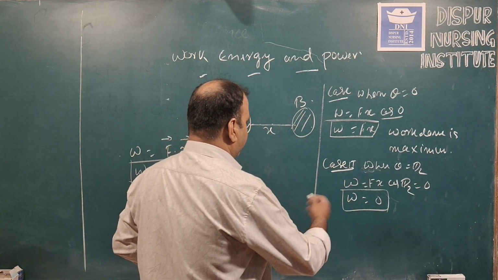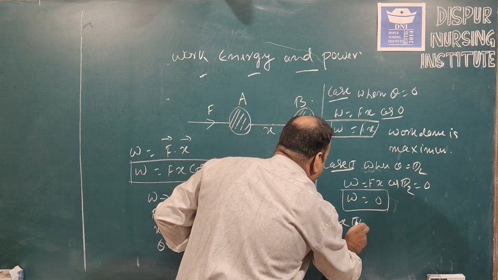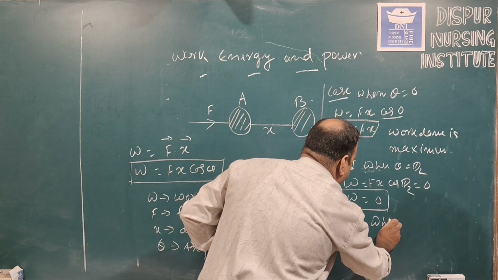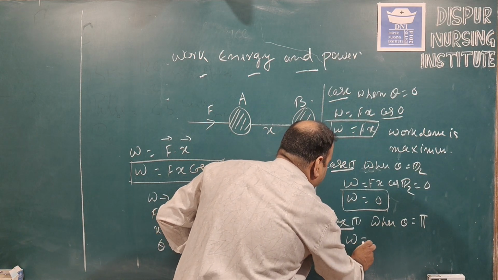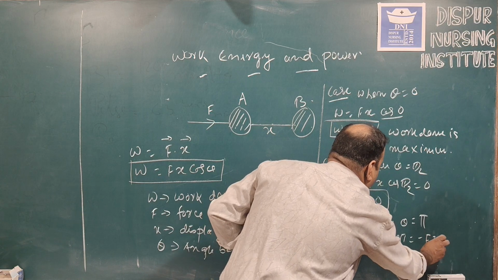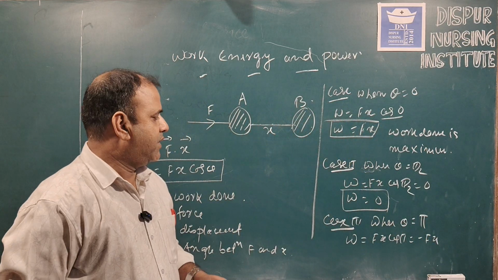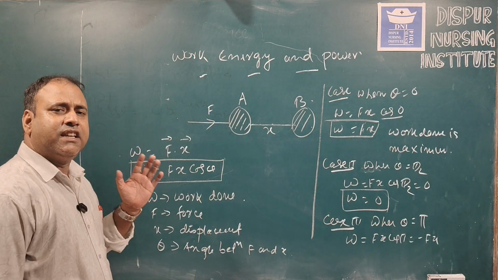Case number 3, when theta is equal to pi, at that time we can write W is equal to F x cos pi, that means minus F x, which means work is minimum. So basically we are getting 3 conditions.